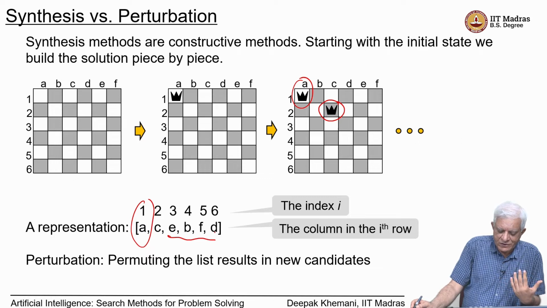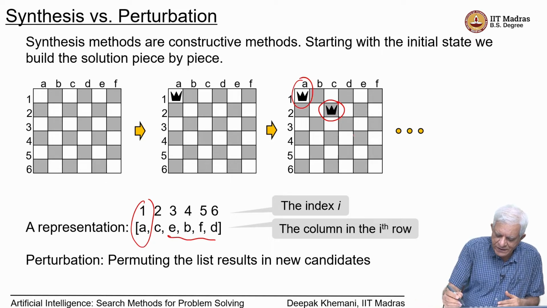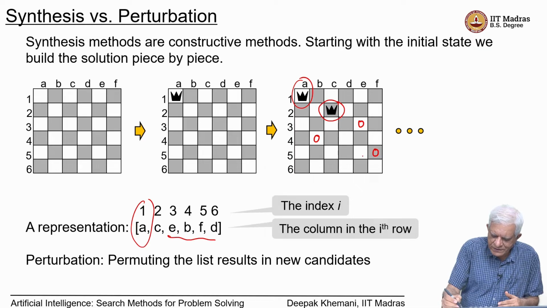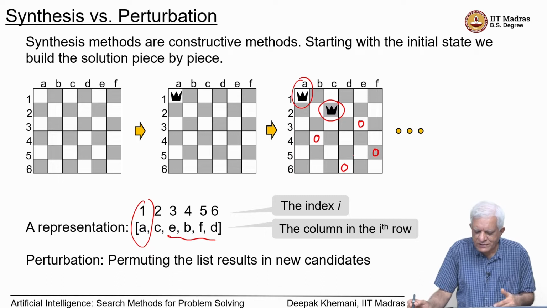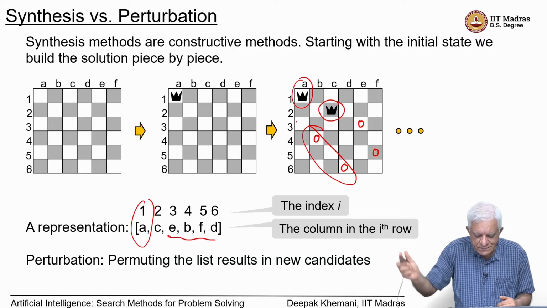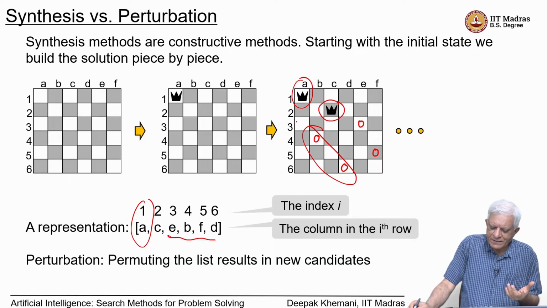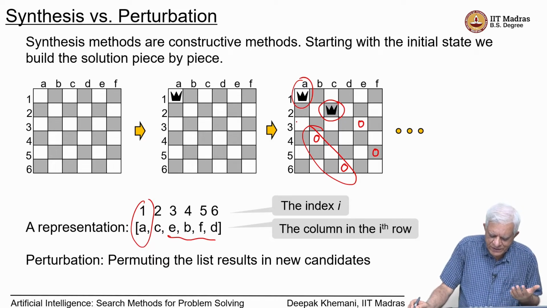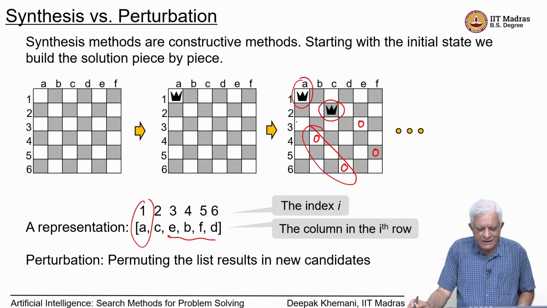perturbation, that we take a candidate solution. So, for example, A, C, E, B, F, D, it may not be a solution, but it is definitely a candidate solution. So, what is it saying? It is saying that the third queen is on E, which is here, the fourth queen is on B, which is here, the fifth queen is on F, which is here, and the sixth queen is on D, which is here. So, this is not a solution obviously, because you can see that these two queens are attacking each other. But nevertheless, it is a candidate solution, and if we did some amount of perturbation, either shuffling the array or something like that, then we would generate new candidate solutions, and that is the idea of perturbation.